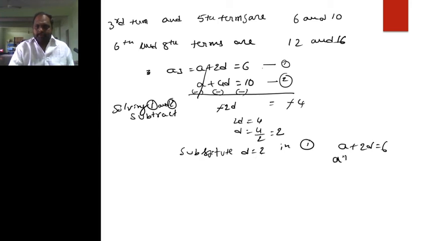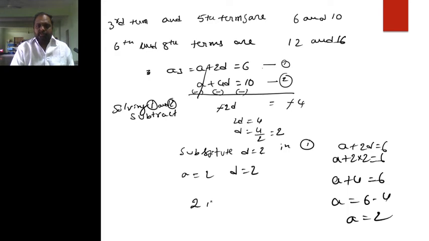So A plus 2 into 2 is equal to 6, A plus 4 is equal to 6, A is equal to 6 minus 4, A is equal to 2. So we found A is equal to 2 and D is equal to 2. Then the series is A plus D, 4, A plus 2D, 2 plus 2 into 2, 6, and so on. This is the series.